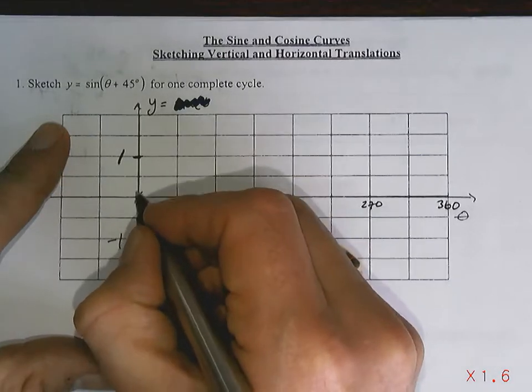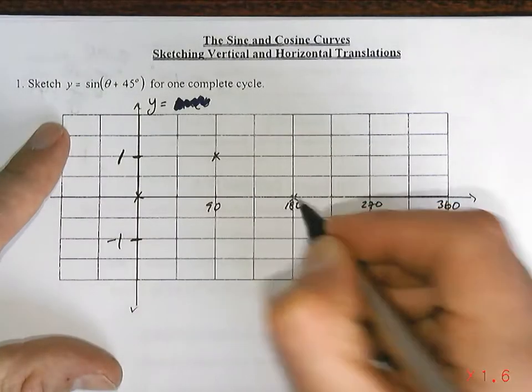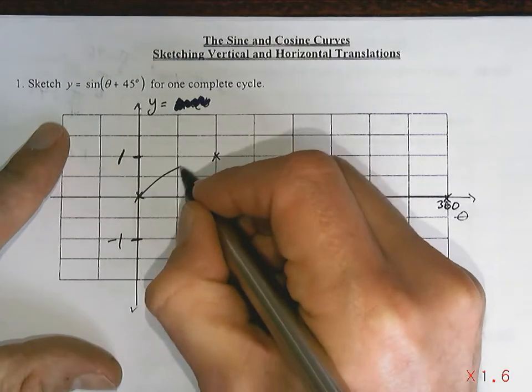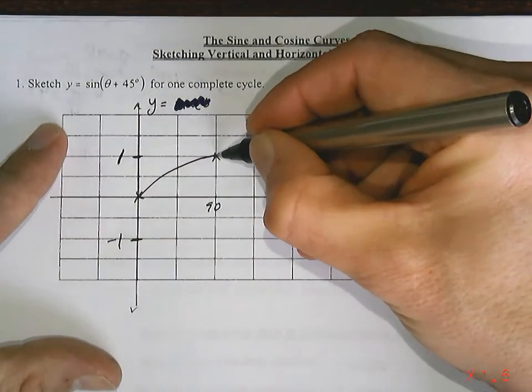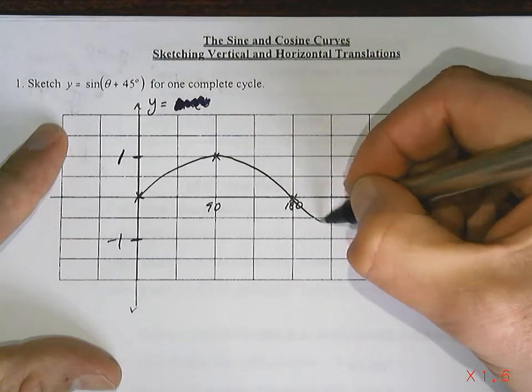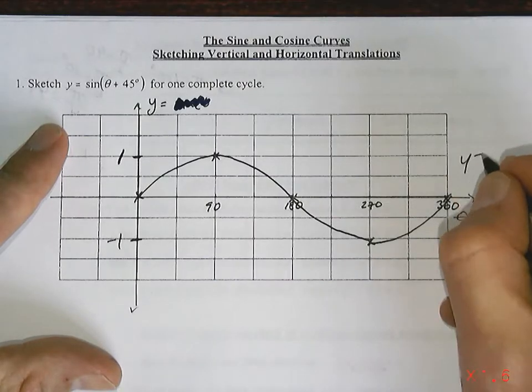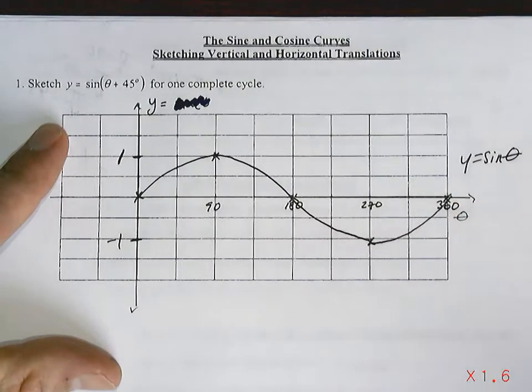And I know sine starts at 0, goes up to a max, goes down to a 0, comes down to a min, goes back up to a 0. So here's sine. Isn't that pretty? Remember your concavity. So that's great. That's y equals sine theta for one cycle.